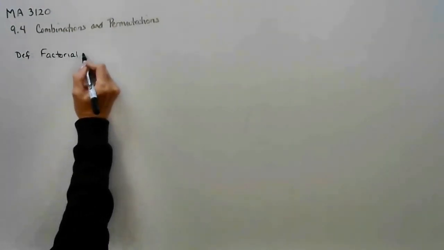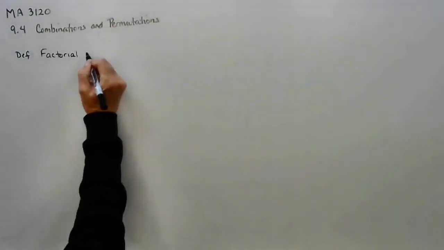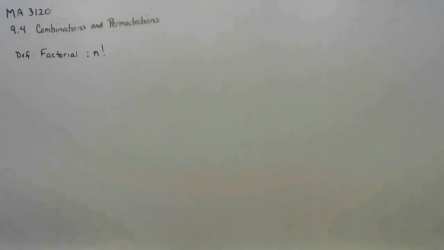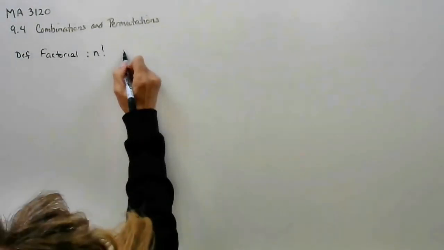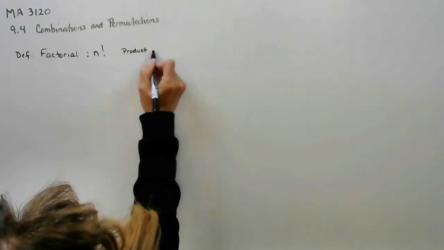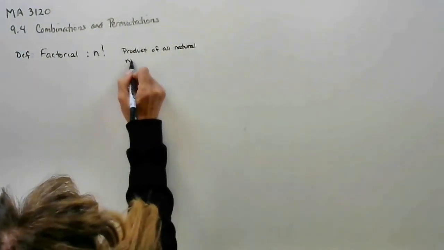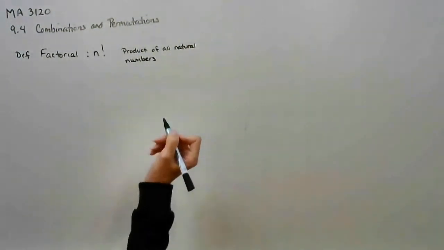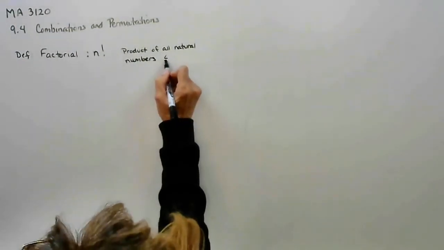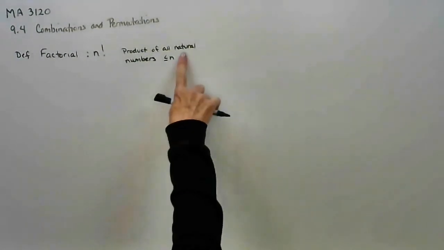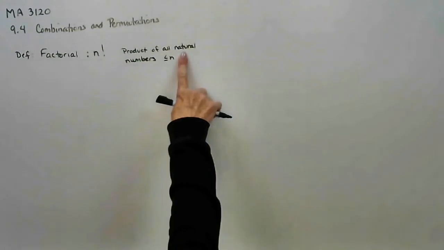And the symbol for a factorial is an exclamation point. So you'll see it this way: a natural number with an exclamation point. So we're not just yelling. What this means is the product of all natural numbers less than or equal to whatever natural number I give you. And if you remember, natural numbers are the counting numbers. Natural numbers are 1, 2, 3, 4, etc. So the smallest natural number is the number 1.